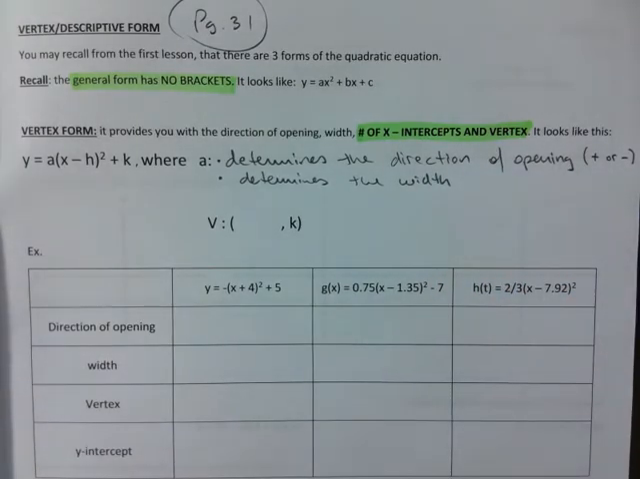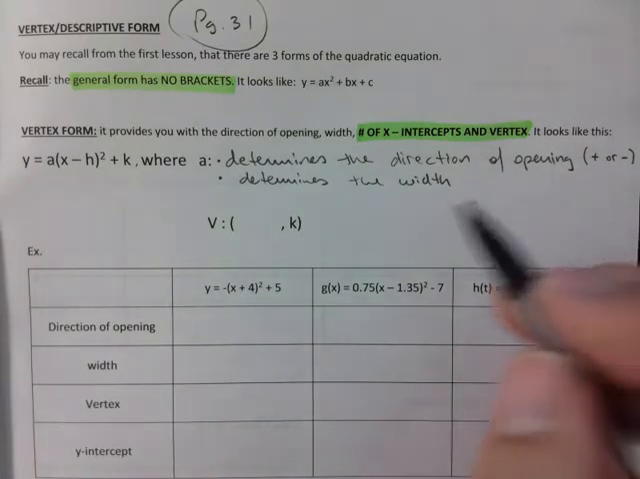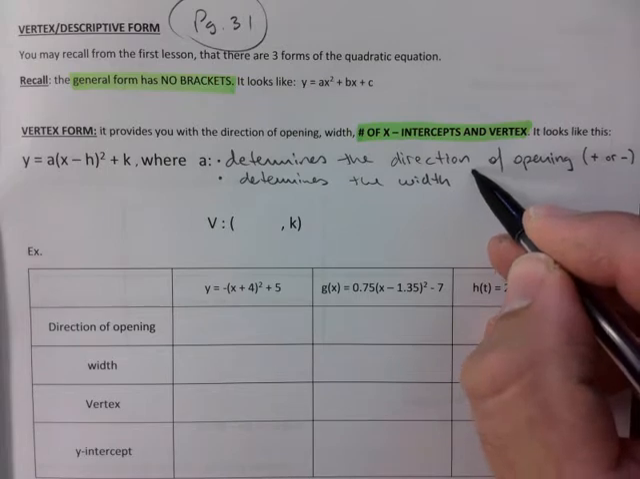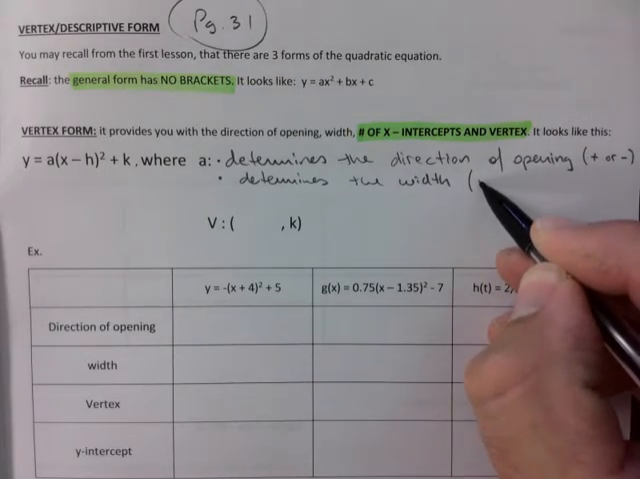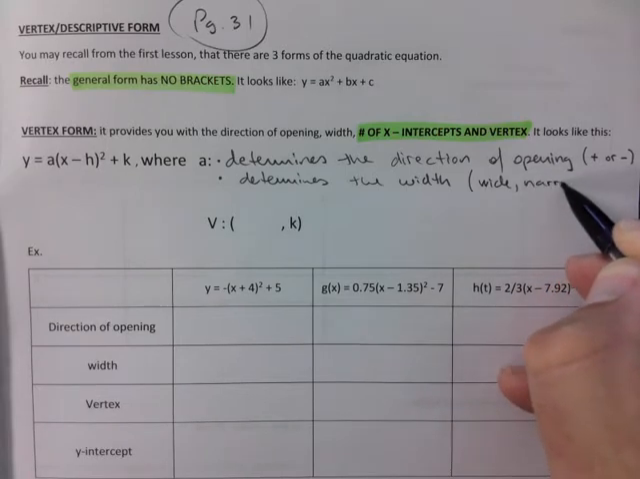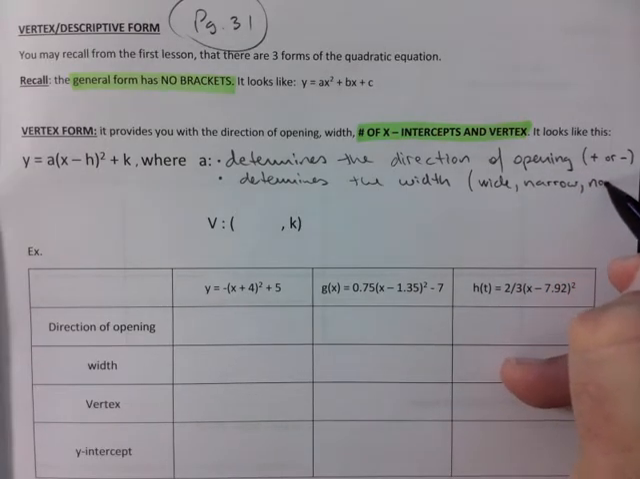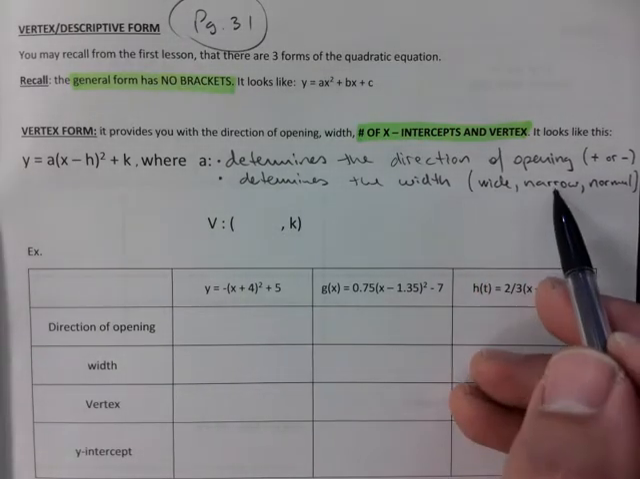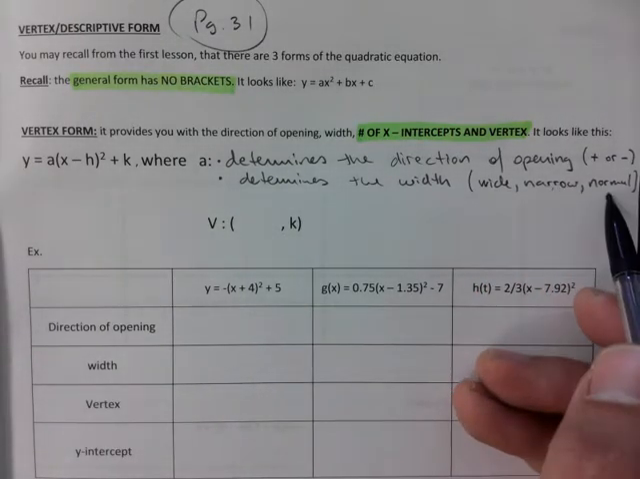But remember, I used to teach it in this order, so this would have been way after, so I had to kind of remind everybody. The width: wide, narrow, normal. And if you need more, go back to the first lesson and you'll know how to determine that. It's still the same. If it's between 0 and 1, bigger than 1, exactly equal to 1.